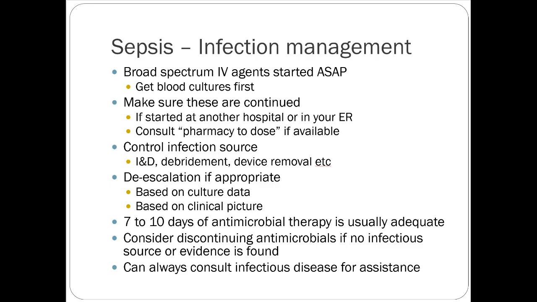Okay, so first things first, get blood cultures if you're suspecting any type of systemic infection. You don't want to give your antibiotics first and kill whatever you're trying to culture, because then you can't target your antibiotic therapy to the specific organism. Once that's good, you want to give your broad spectrum IV agents. Make sure these get continued.